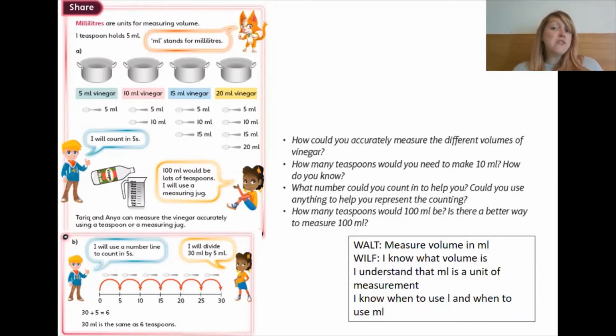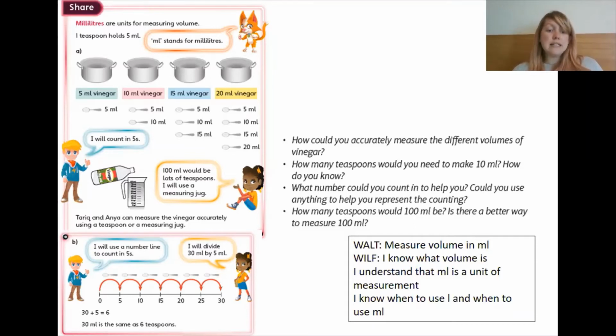So you could, for example, like Tariq and Anya, use a measuring jug. Now, again, some of you might have these at home for things like when you're baking. Or you might have measuring cups, the little silver things of different sizes. We have some of those, and you can measure out different volumes.